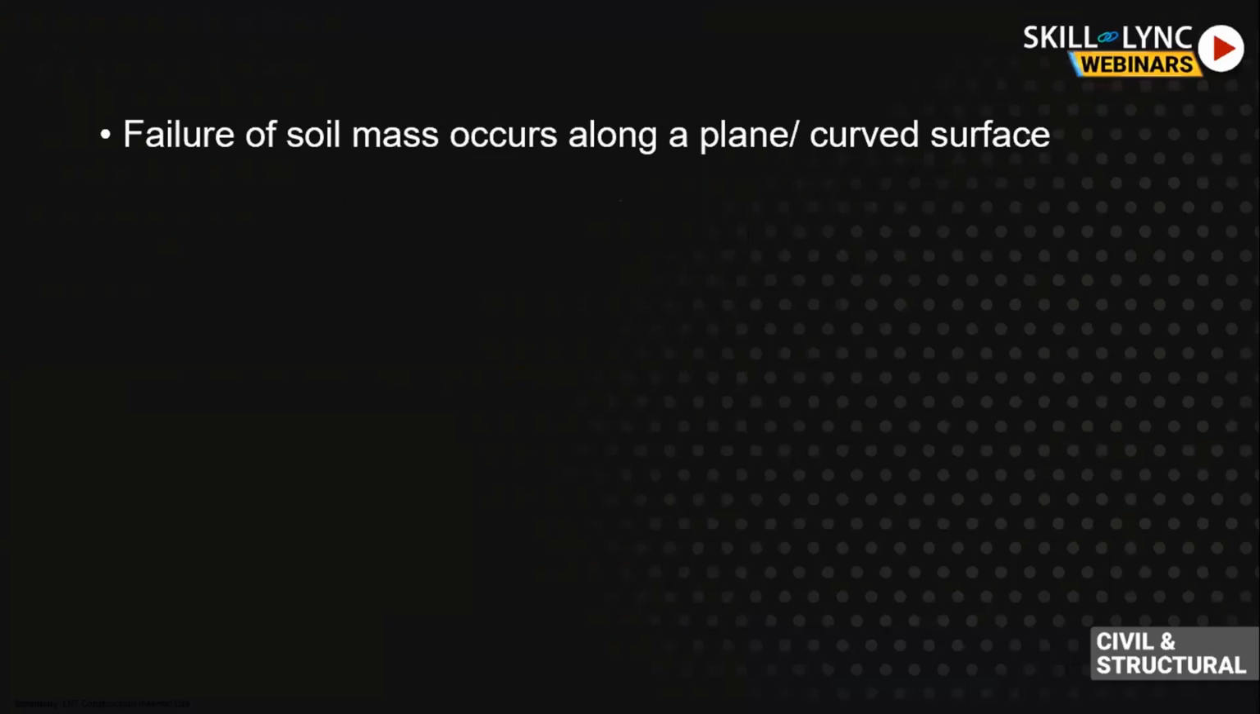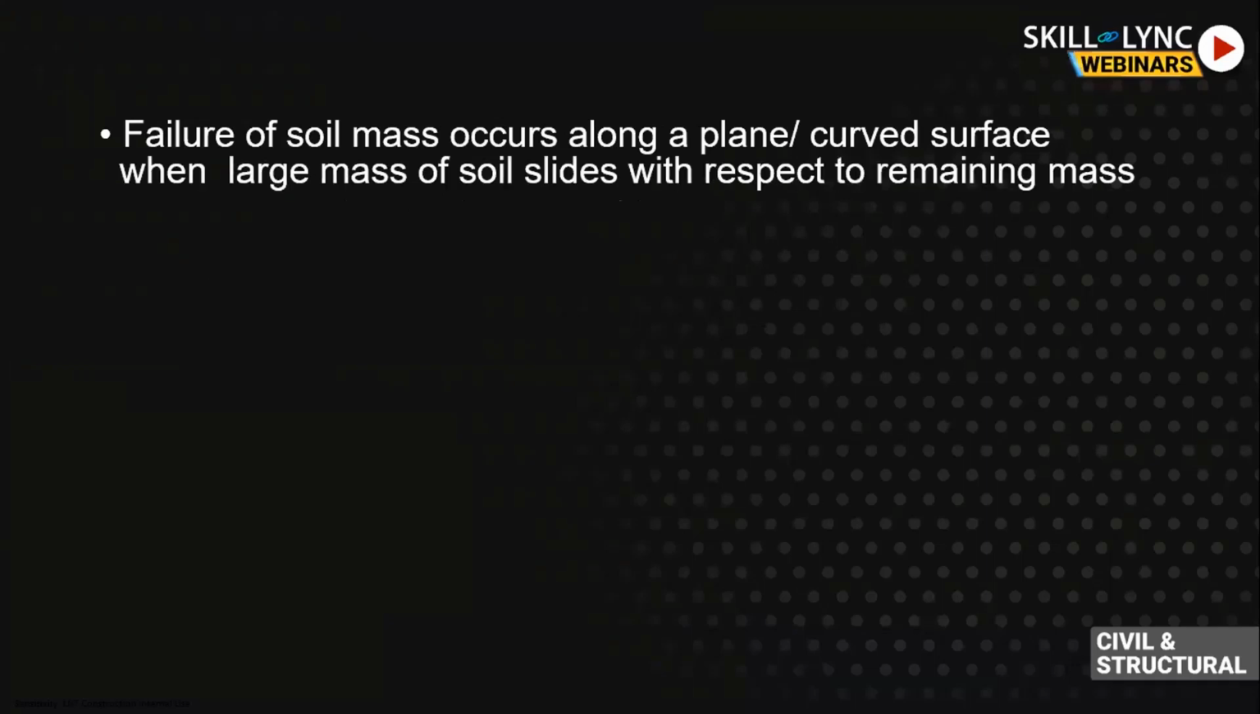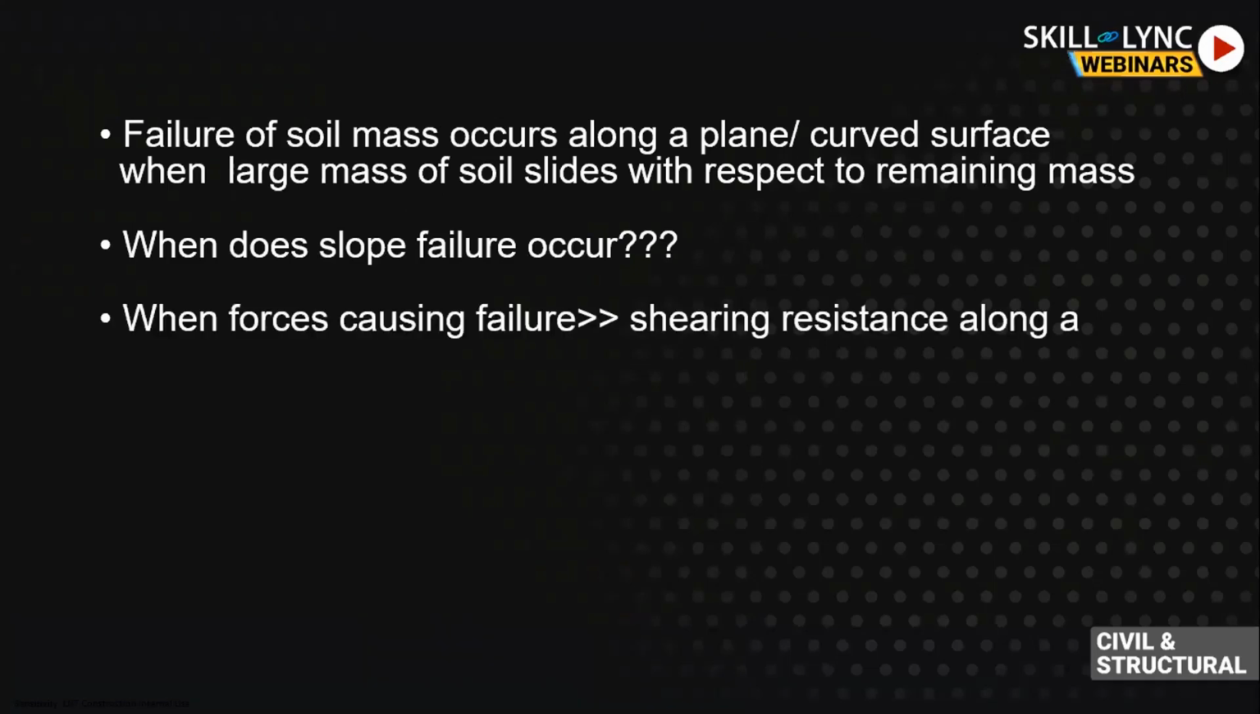Generally, failure of a soil mass occurs along a plane or curved surface. Generally, it will occur along a curved surface, in a circular shape. A large mass of soil slides with respect to the remaining static mass. It is called failure of soil. When does slope failure occur? The answer is: when the forces causing failure are greater than the shearing resistance along a critical surface of failure, slope failure will occur.